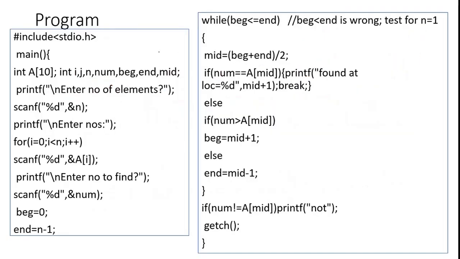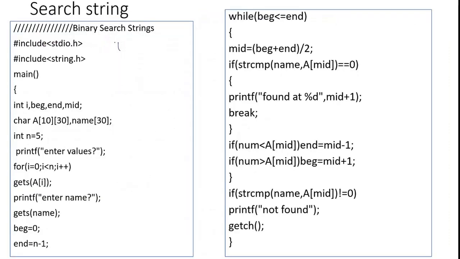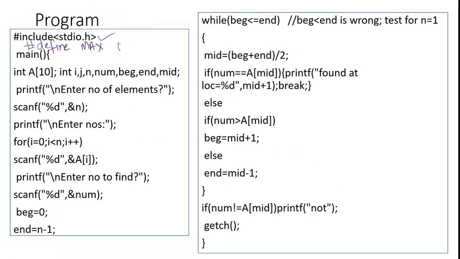Now understand how to write the program for this. Here we have written the program in C language. So header files we have to include. Initially we have taken an array of dimension 10. We can rather make it a constant with the help of MAX, and here we can define it as 1000.